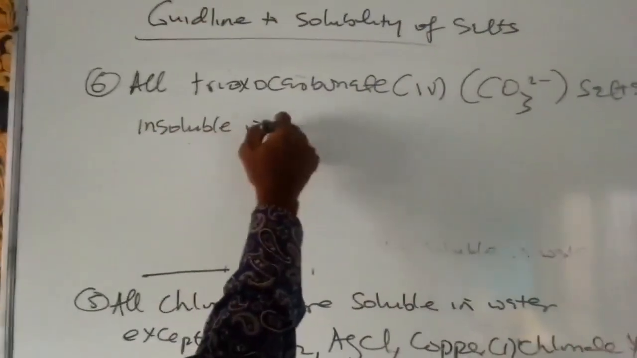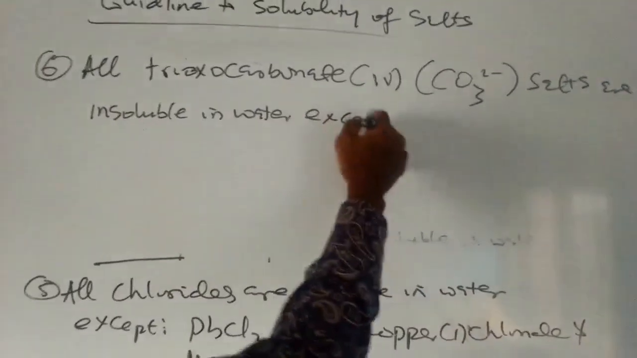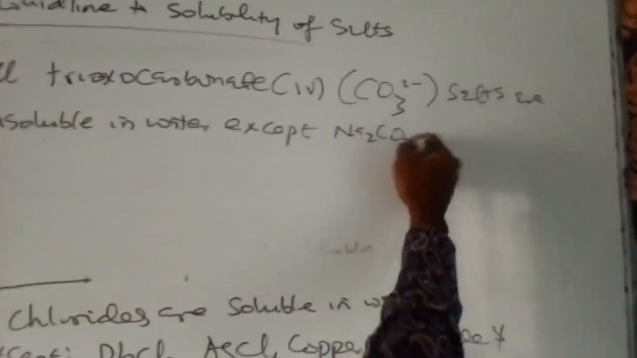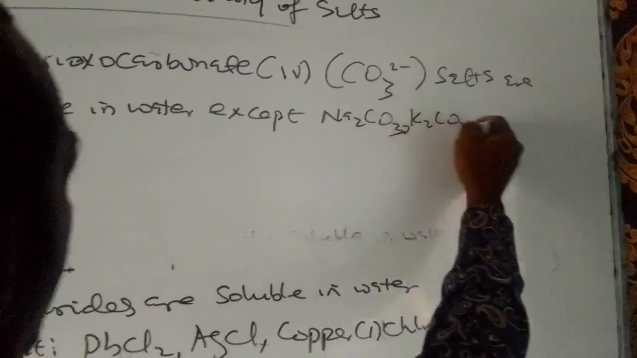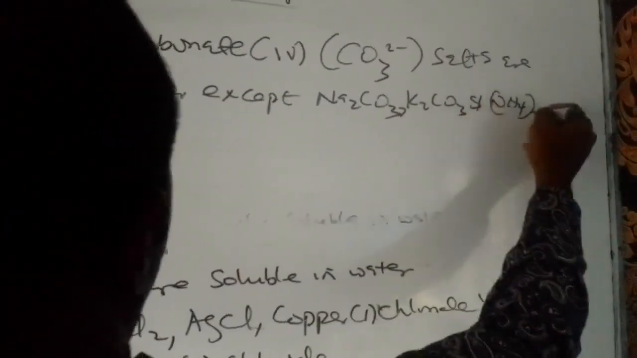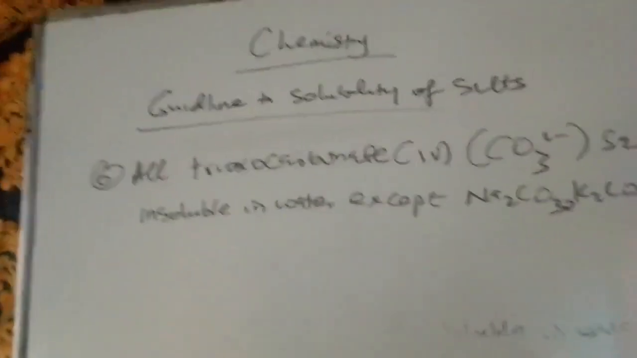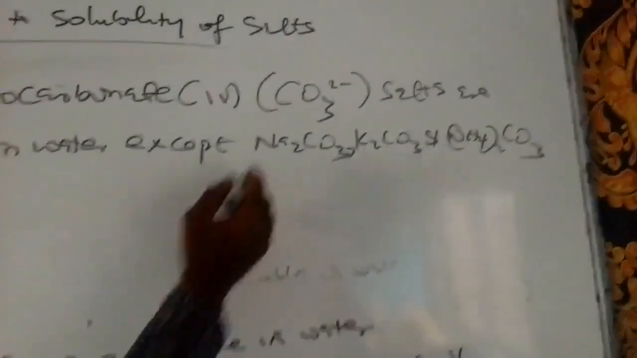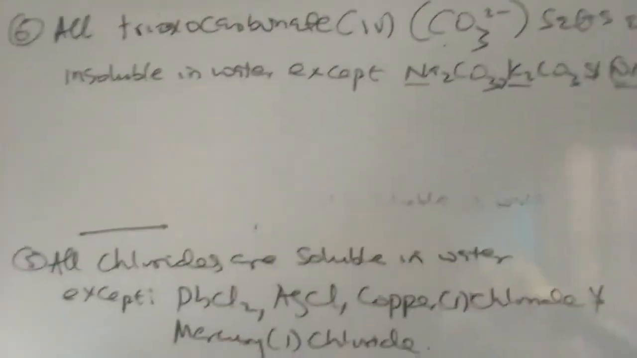All carbonate salts, any salt carrying the CO3 ion, are insoluble in water. All carbonate salts are insoluble in water except those of sodium carbonate, potassium carbonate, and ammonium carbonate. All carbonates are insoluble in water except these 3. As we said before, sodium salts, potassium salts, and ammonium salts are soluble in water. So every other carbonate is insoluble in water.